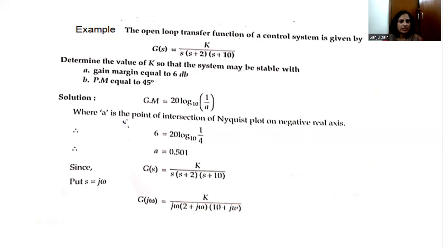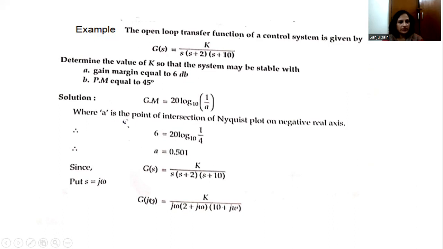Mathematically, it is represented as 20 log of 1 by A to the base 10. So gain margin is equal to 6 dB. So 6 is equal to 20 log of 1 divided by A. Here A is the point of intersection of the Nyquist plot on the negative real axis. So when we solve this, A will be having a value equal to 0.501.